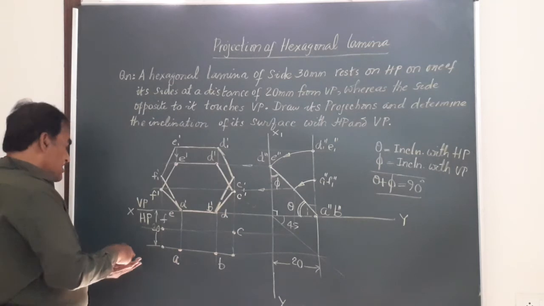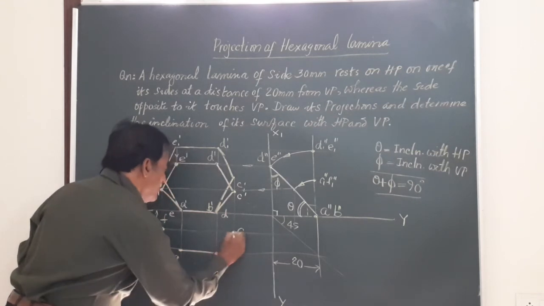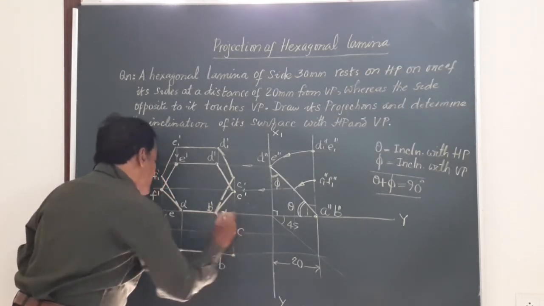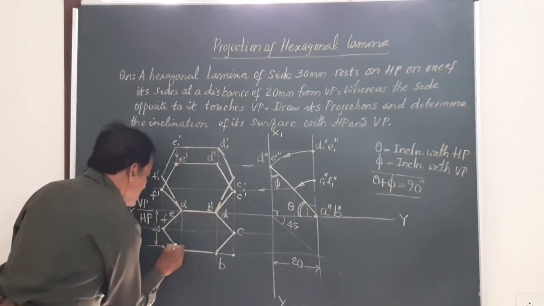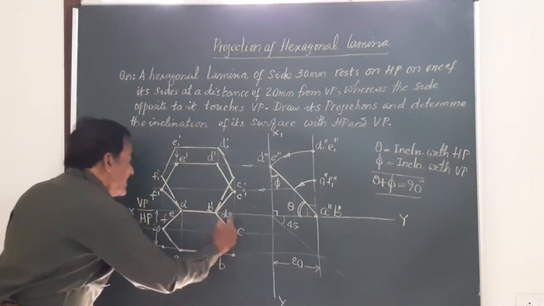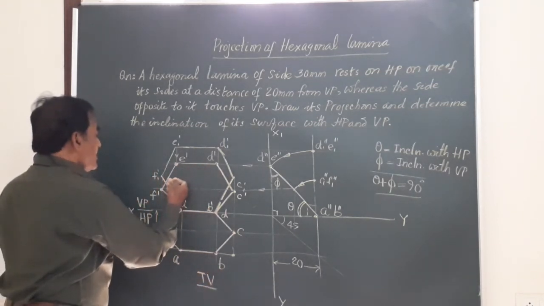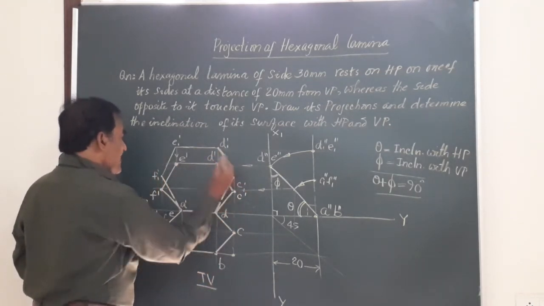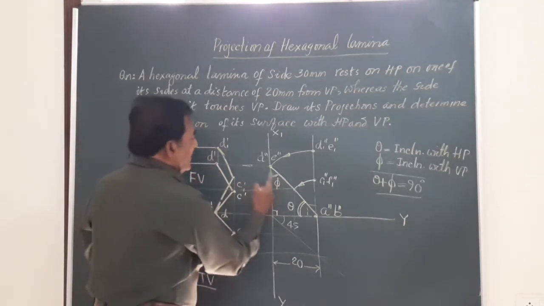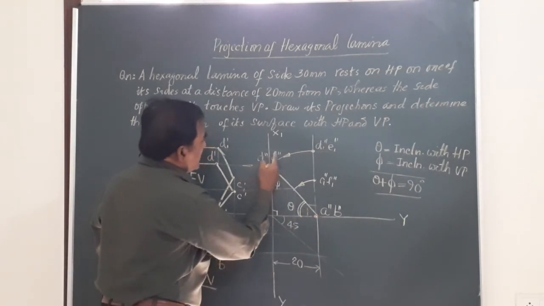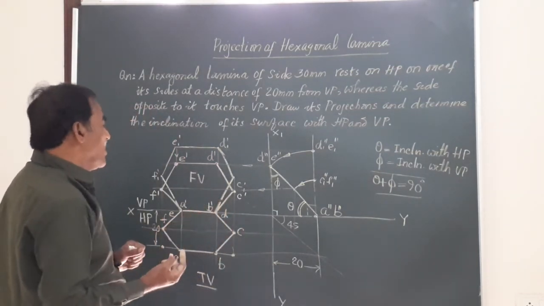So let's join all these by straight lines. So I am going to join A to B is one side, B to C, C to D, D to E, E to F and F to A. Friends, this distorted hexagon A, B, C, D, E, F will give you the final top view of the lamina. This figure A dash, B dash, C dash, D dash, E dash, F dash will give you the final front view of the lamina, and this line A double dash, B double dash, D double dash, E double dash, this line will give you the final end view or left end view of the lamina.